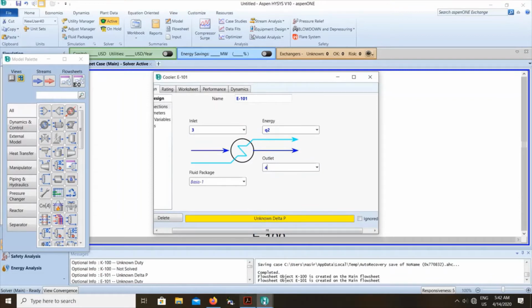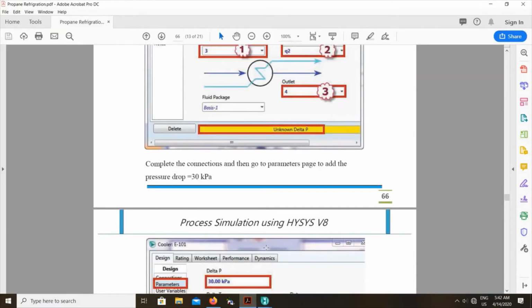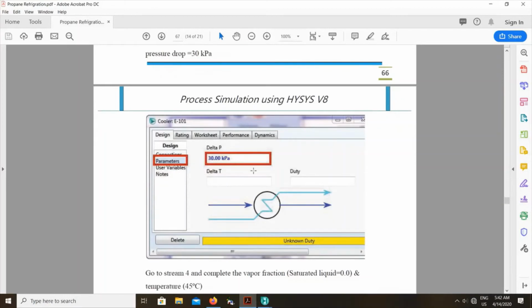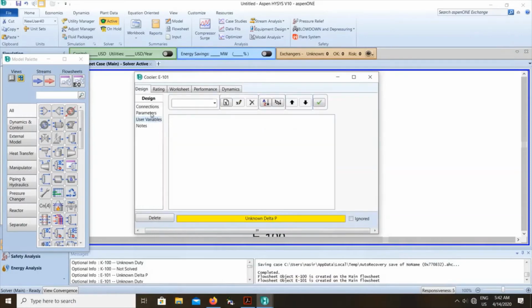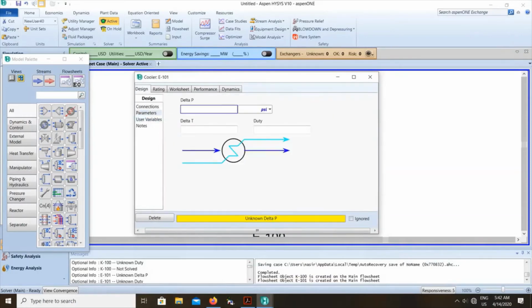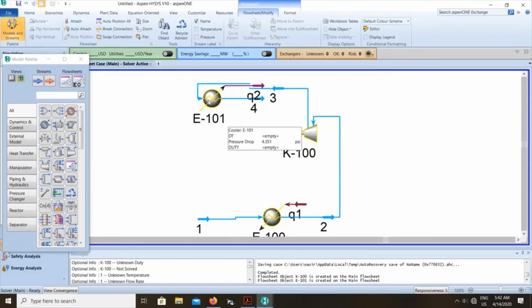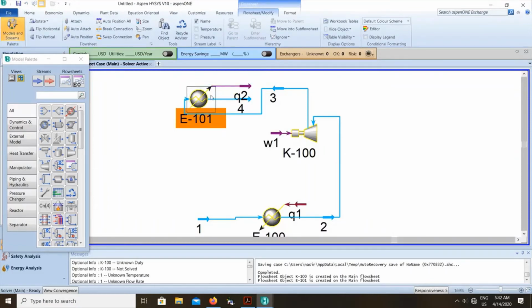Now they are looking for a pressure drop. What information do we have for the pressure drop? We have 30 kilopascal pressure drop in the cooler. So we can go to the parameters and put the pressure drop 30 kilopascal. This is the only information we have. We don't have the duty, we have only the pressure drop for the condenser. You provide this information. Similarly this one is also showing this side, so you click on flip horizontal, and it will show like this.